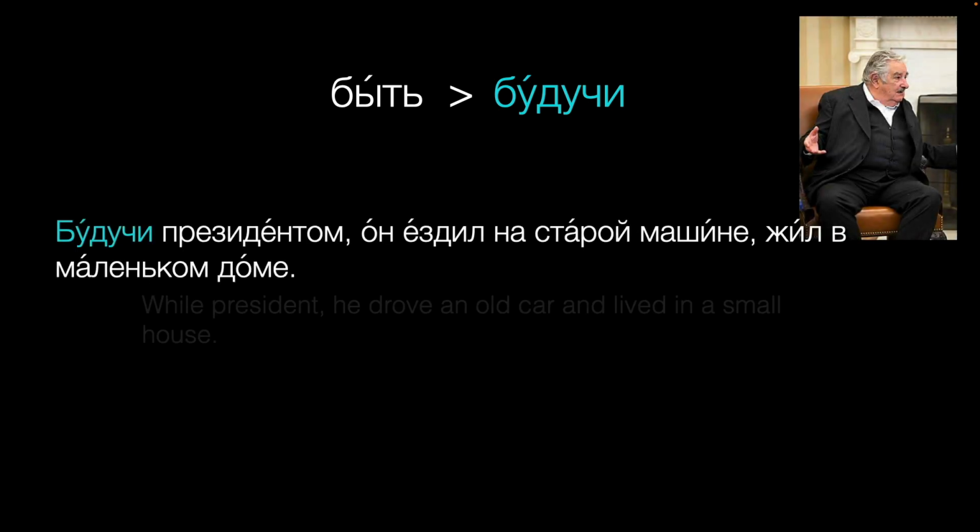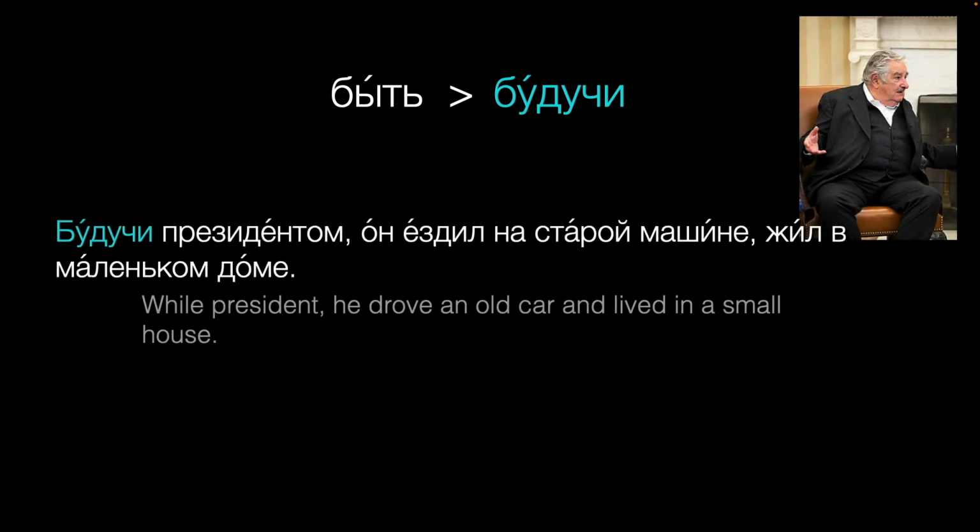And there is one important exception. The verbal adverb for быть is будучи. Будучи президентом, он ездил на старой машине, жил в маленьком доме. And you may also see идучи from идти and едучи from ехать, though these are probably considered to be archaic these days, or poetic. I should mention that not all verbs can form these verbal adverbs.